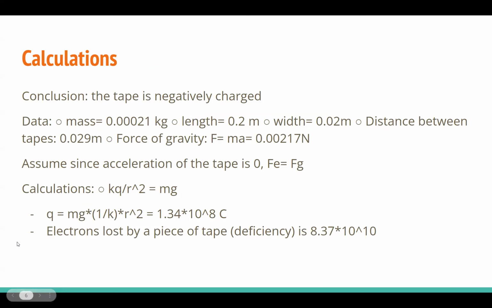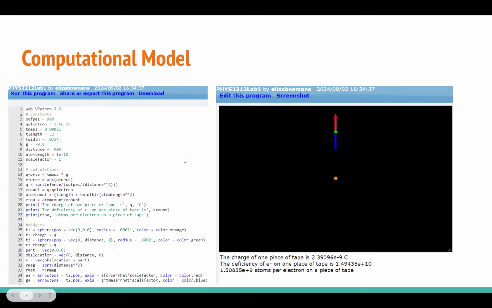And then some of the conclusions that we came to were that the tape is negatively charged. The mass was, I mean, you can look at all the data right here. And then we assume that the acceleration of the tape is the same as gravitation because it was still when the U-tapes were next to each other. We can calculate the charge on the tape using the electric field and the force of gravity. And then we have here the calculation found, and then the electrons lost by a piece of tape was right here. And here is the computational model that we did.